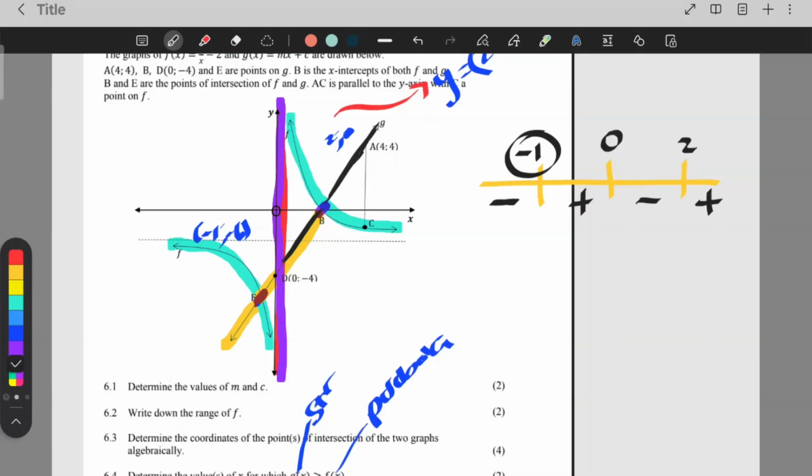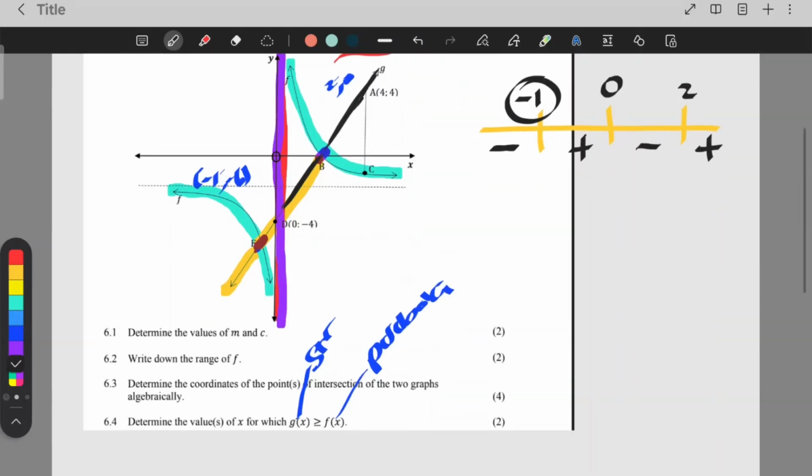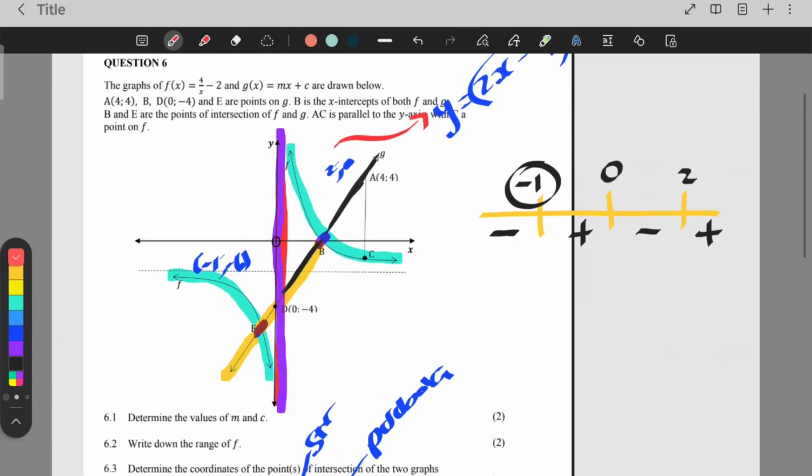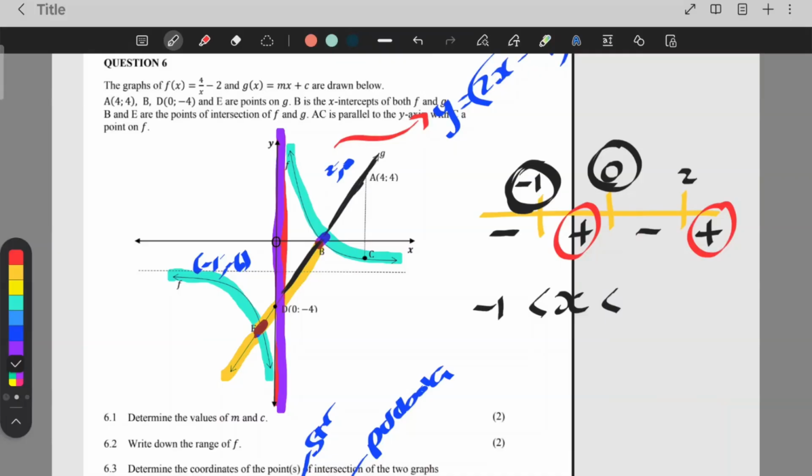Okay, so now let's look at the question. Where is the straight line above the parabola? So I'm only looking for pluses, eh? So I have a plus here and a plus there. So how do I write this answer? It is where x is between -1 and 0. So -1 and 0. Or here, it's where x is greater than 2.